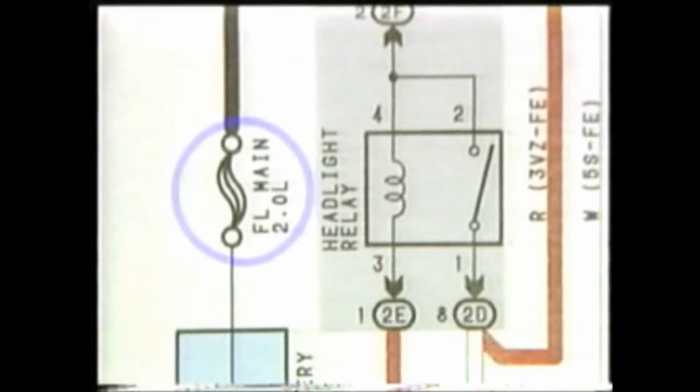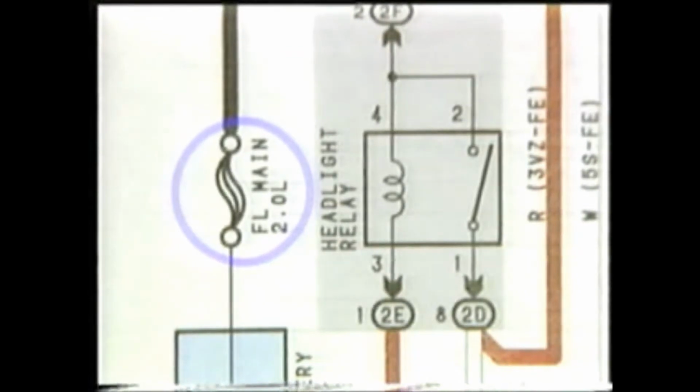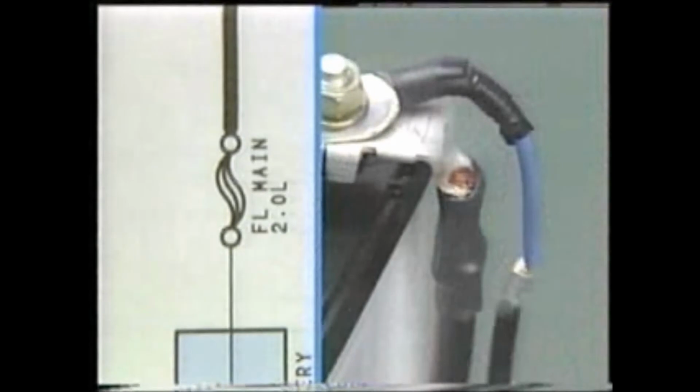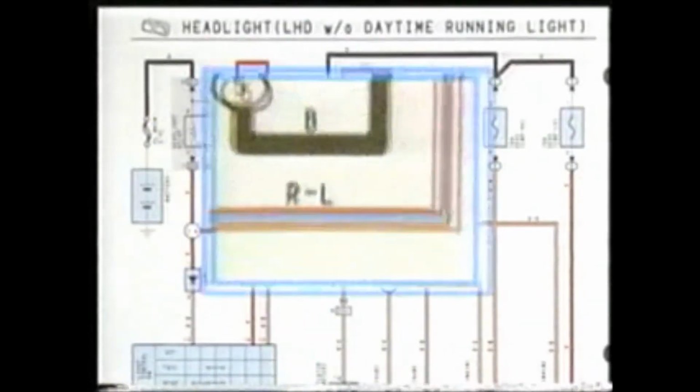This is a fusible link. The number 2.0 indicates the area of the cross-section of the wire. L is the L from blue and indicates that the color of the wire is blue. The wires connecting the parts are indicated by their actual color as well as by letters of the alphabet. B indicates black. RL indicates blue lines on a red wire.